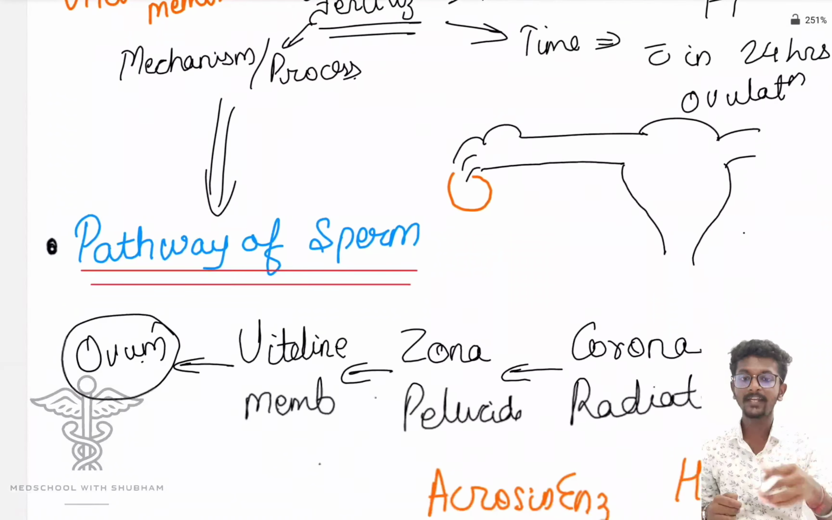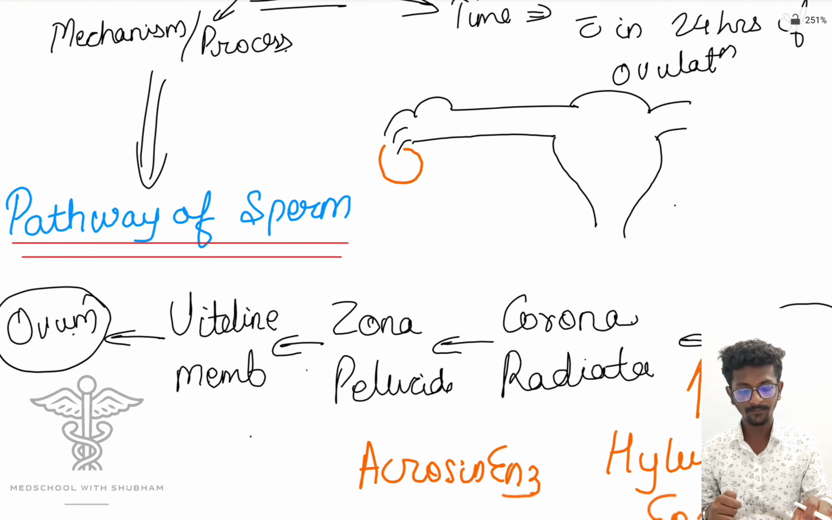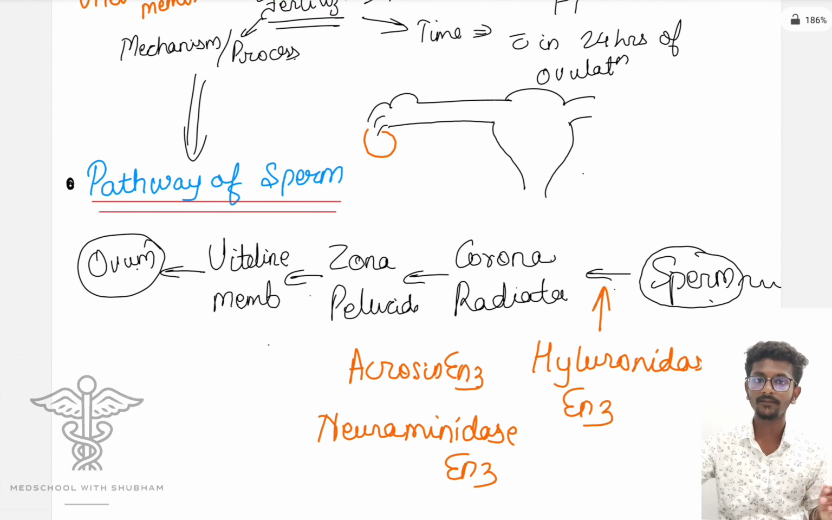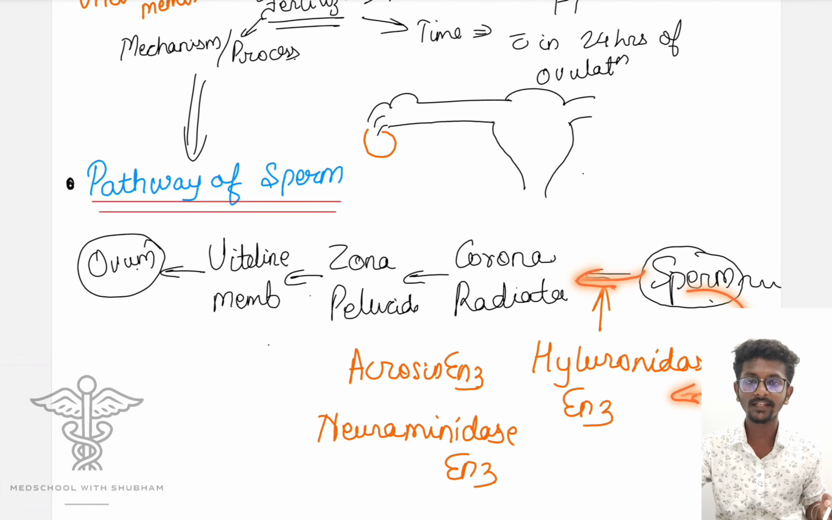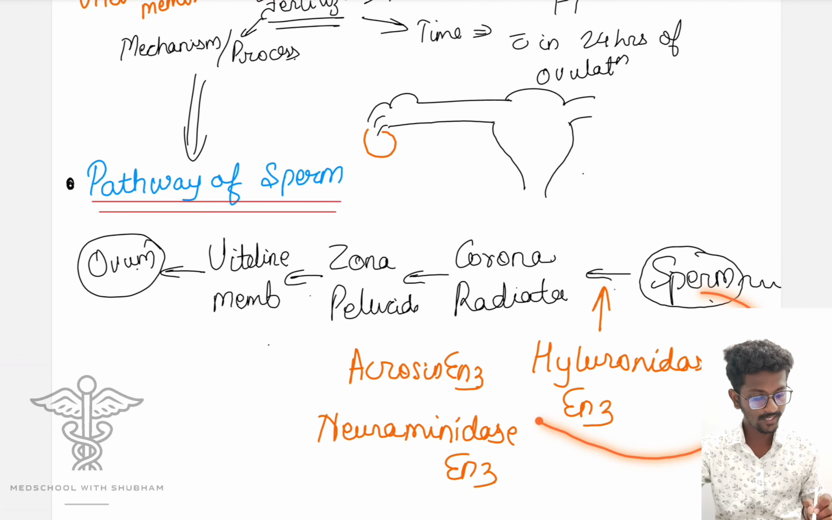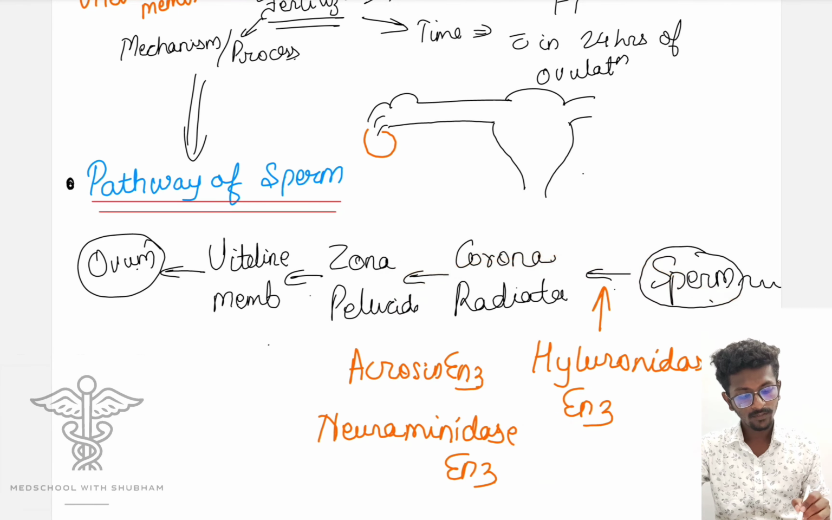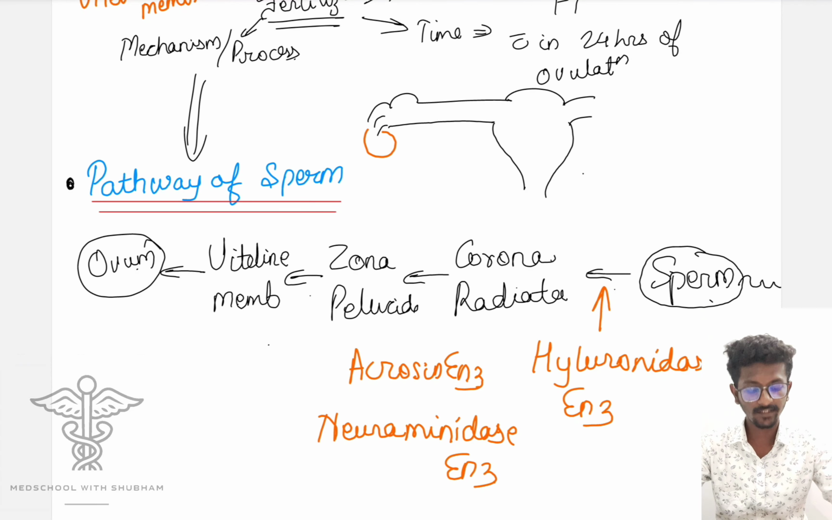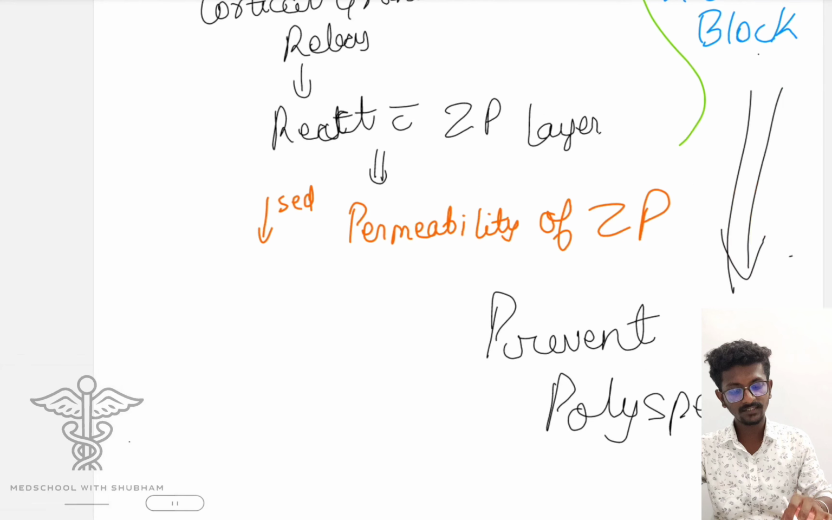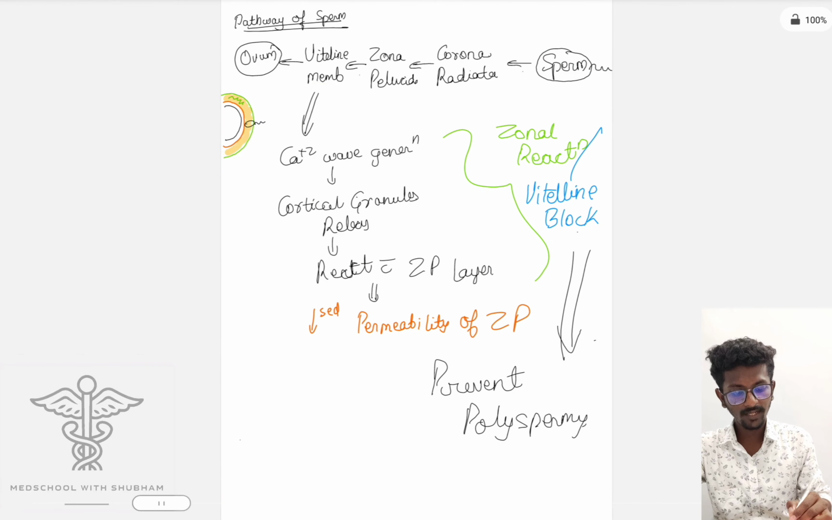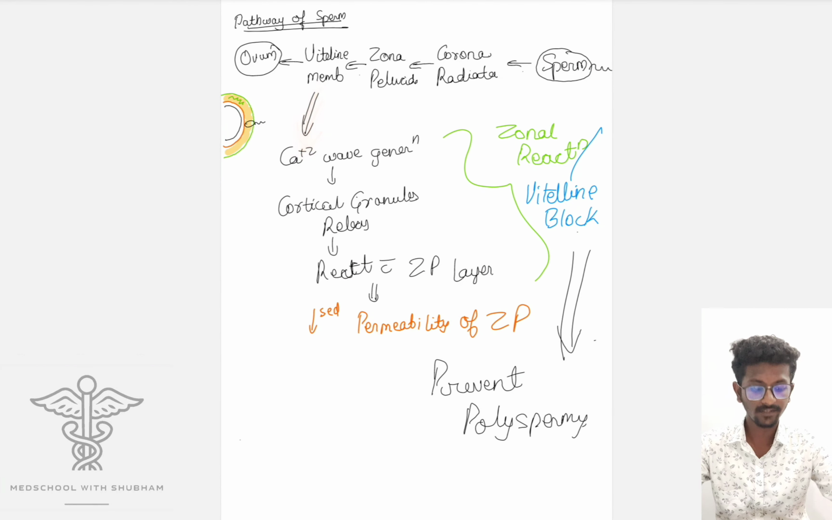Now let's start with the mechanism of fertilization. For that, first we have to learn the pathway of the sperm. The sperm will first secrete the hyaluronidase enzyme, which will degrade the corona radiata cells. Now it will release the acrosin and neuraminidase enzymes and pass through the zona pellucida layer. After passing through it, it will reach the vitelline membrane. When the sperm reaches the vitelline membrane, what will happen? A calcium wave will be generated.